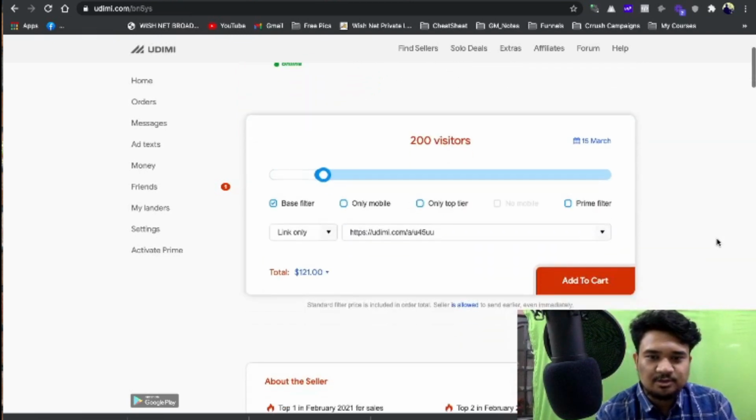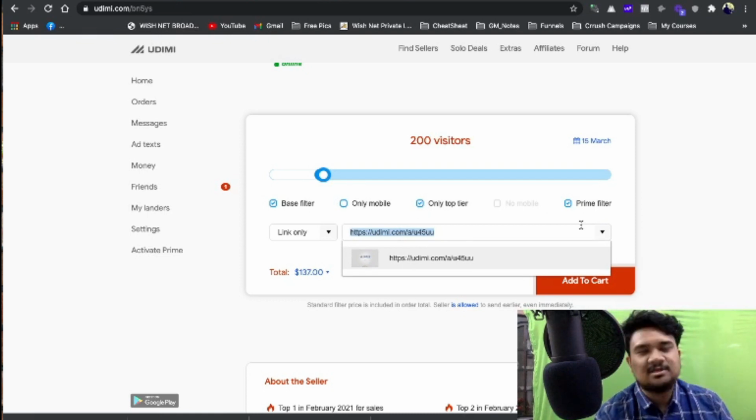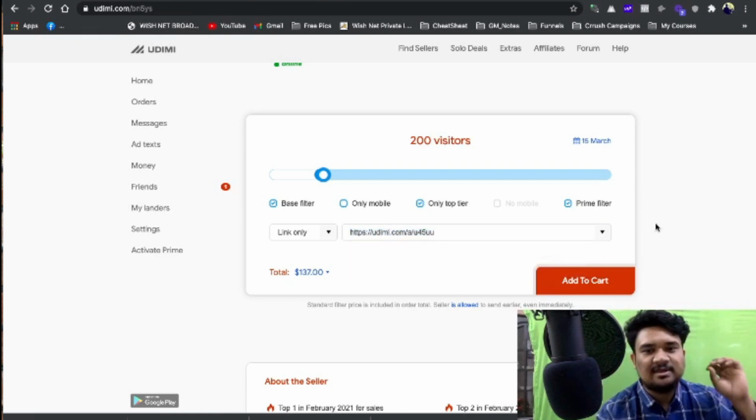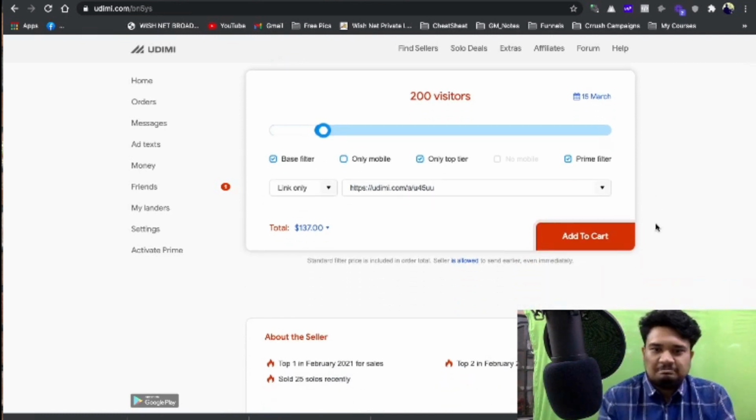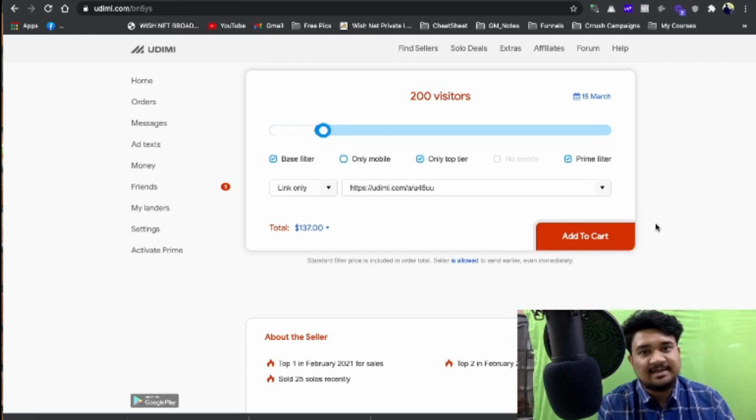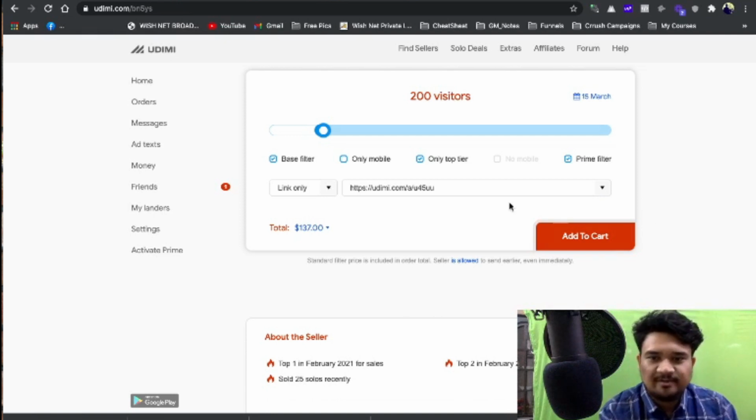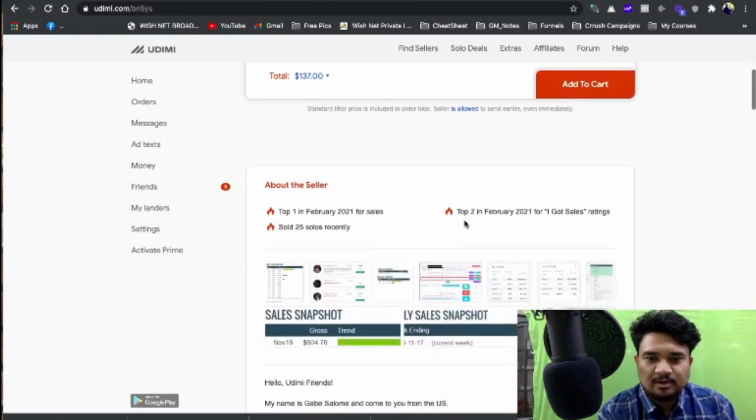The next thing you need to do is click on top tier countries, because you want people from the US. Prime filter should be turned on, and here you need to provide your not affiliate link. I would always suggest you provide your tracking link, because with the help of tracking you can do everything. Without tracking I don't believe you can do much, or you cannot understand your winning combination, your winning landing page, your cost per lead, or anything. So you cannot scale your business without tracking actually. I would recommend you provide your tracking link over here.